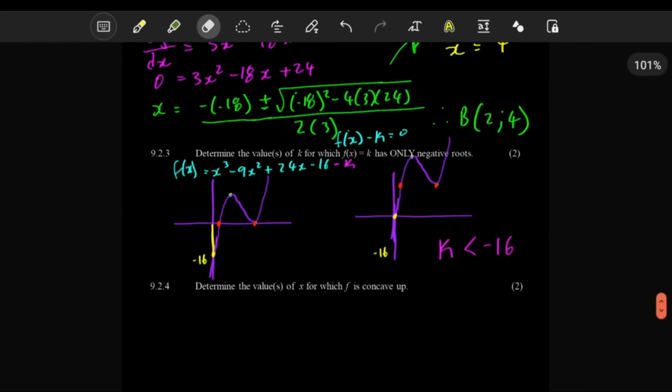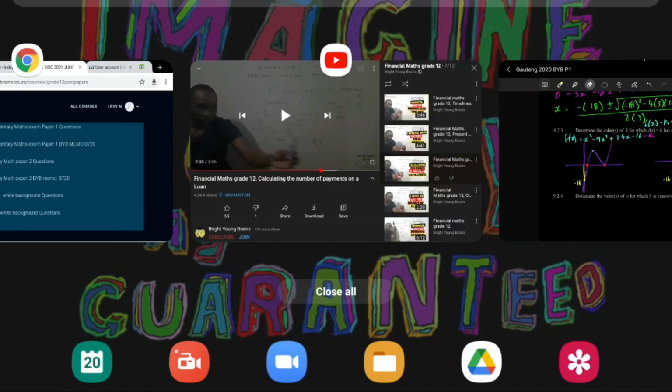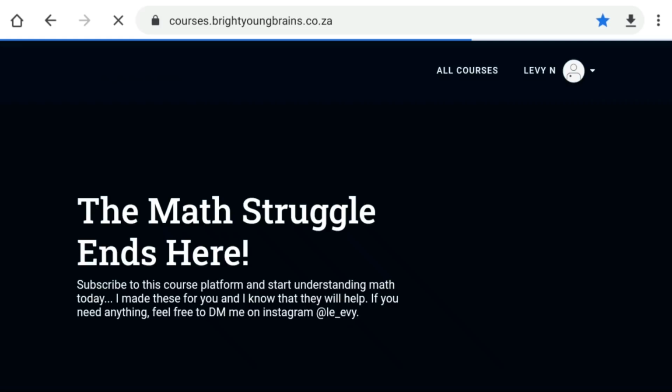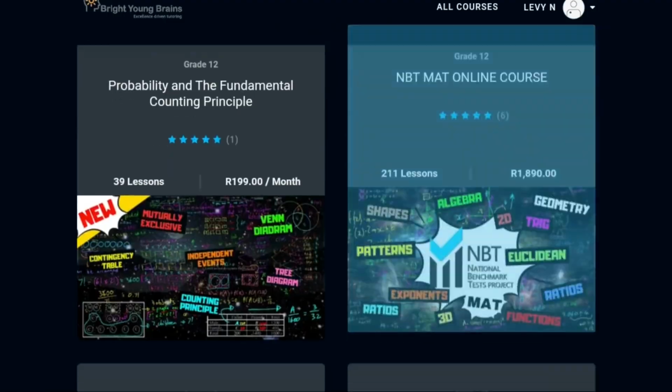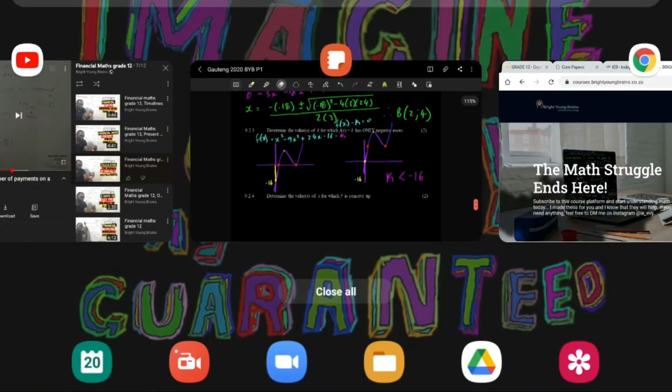But it's a 2-mark question, and again, these kinds of questions are definitely there in the functions and graphs course. The functions and graphs course is one of the heaviest courses on the course platform, because it just goes down so hard in that course. But anyways, it is what it is.